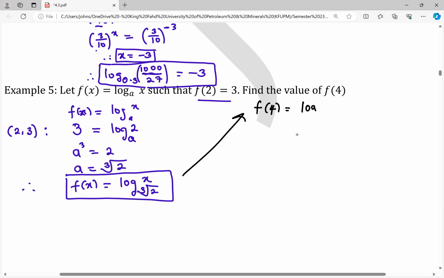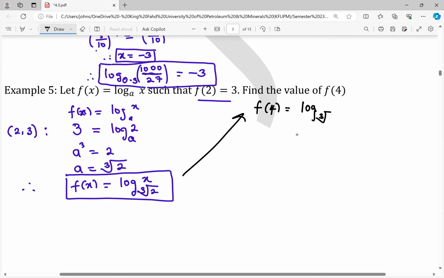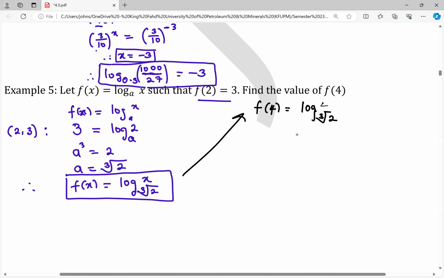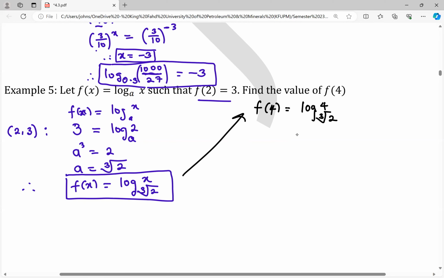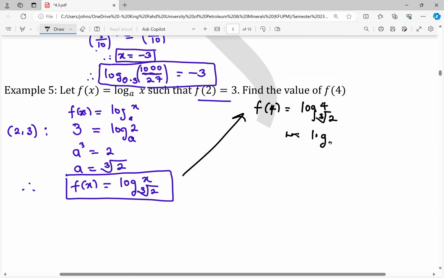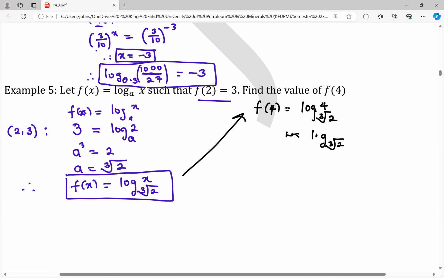It will be log to base the cube root of 2 of what? Of 4. So we need to know this value. And then we can do the same thing we did. So we don't know this value, so we can say, okay, let this value itself, just similar to what we did in previous examples, let this be equals to m.